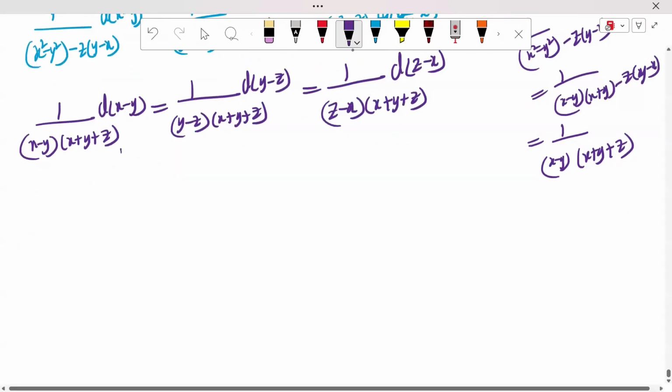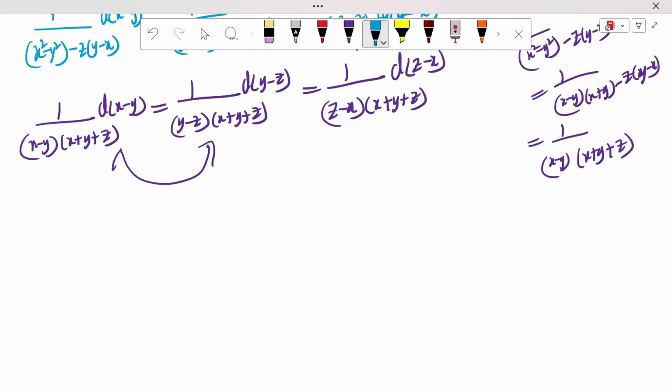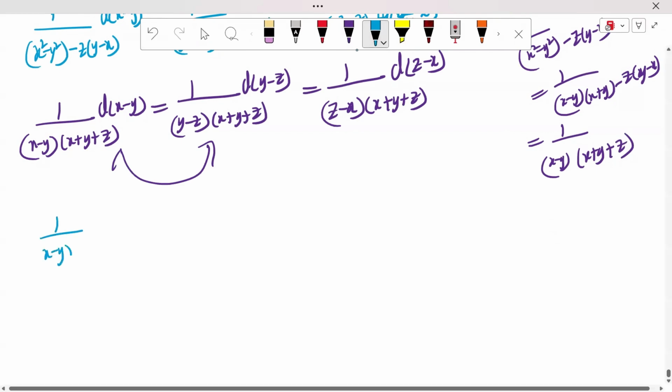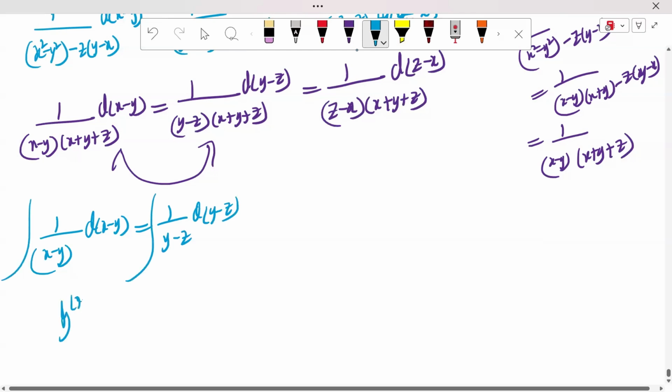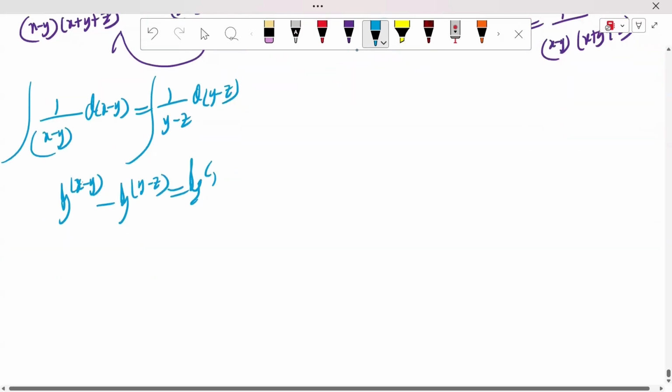We take the first two fractions. Here x plus y plus z cancels. It is 1 by x minus y into d of x minus y equal to 1 by y minus z into d of y minus z. Integrating on both sides, logarithm of x minus y minus logarithm of y minus z equals log c. Log a minus log b is log a by b, so x minus y by y minus z equals c1, or y minus z by x minus y equals c1.